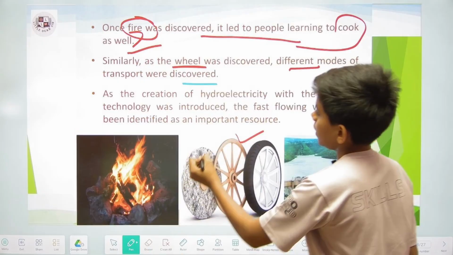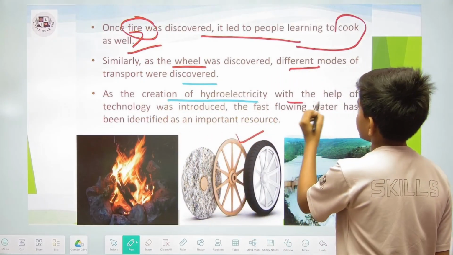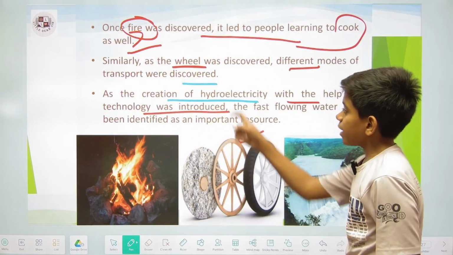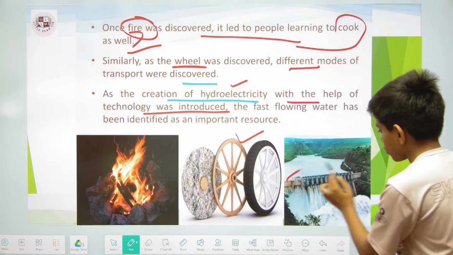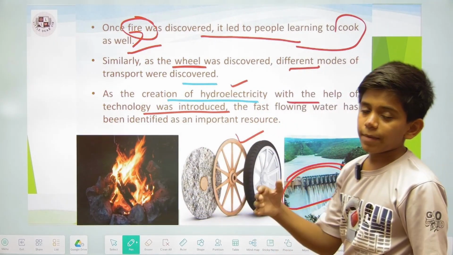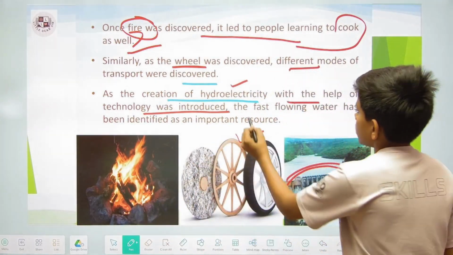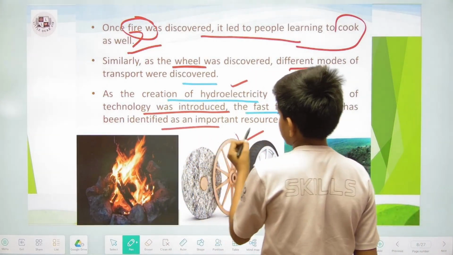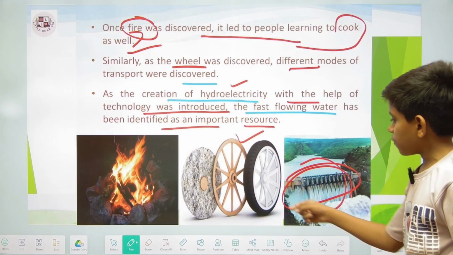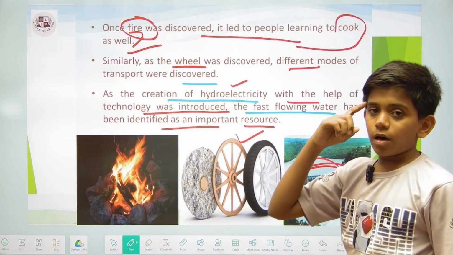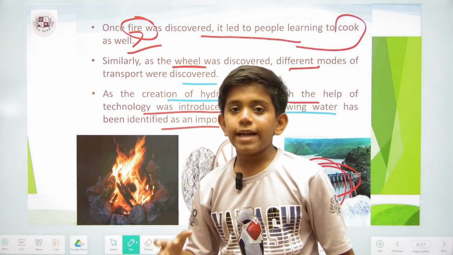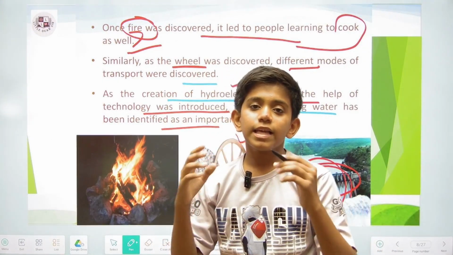As the creation of hydroelectricity with the help of technology was introduced. Hydroelectricity means the electricity made through water. Water is used to make the electricity. No harm to the water is done there, but the electricity is made. The fast flowing water has been identified as an important resource. Now the fast flowing water is there, but the people put their knowledge into it and convert it into a resource by which we can get the electricity.